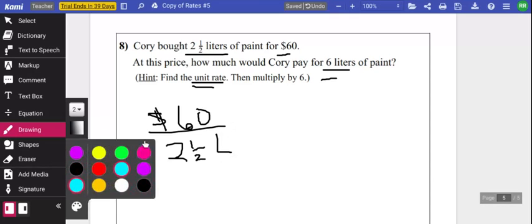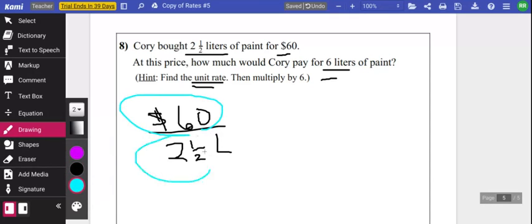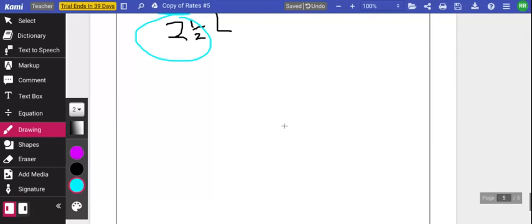Well, to get how much you would pay for 1 liter, you would take top divided by bottom. That would give you how much for 1 liter. And then you would multiply by 6 to get how much you would pay for 6 liters. Okay, once you've shown all of your work, then you can turn it in.